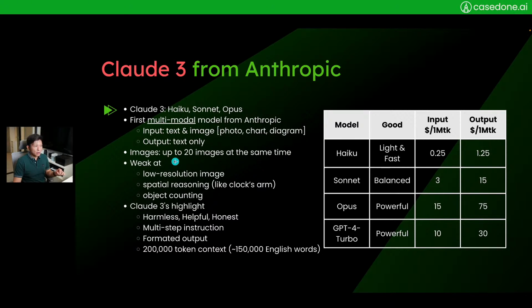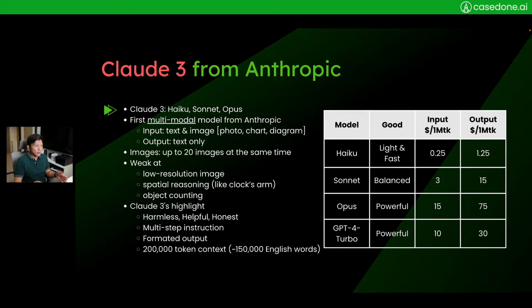The model, Claude 3, can take up to 20 images at the same time. So you can give it two images and ask for the difference between these two images. This is a new thing for me. It's in comparison to GPT from OpenAI that can only take one image at a time.